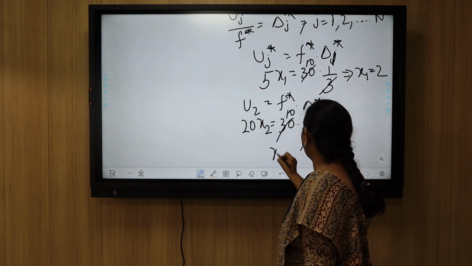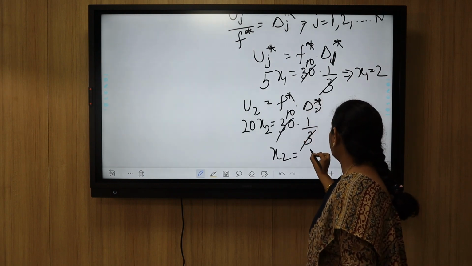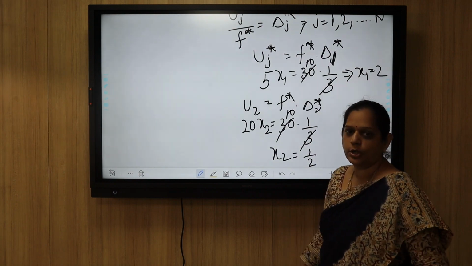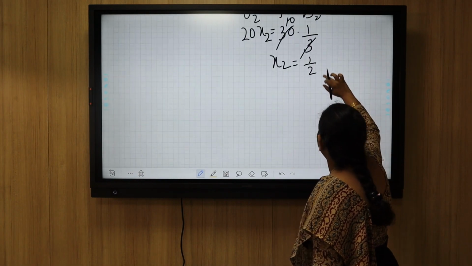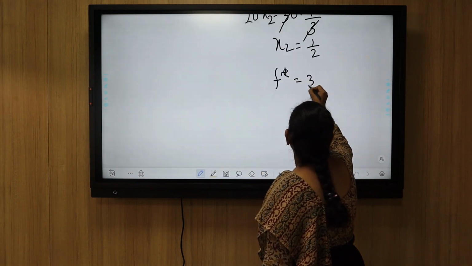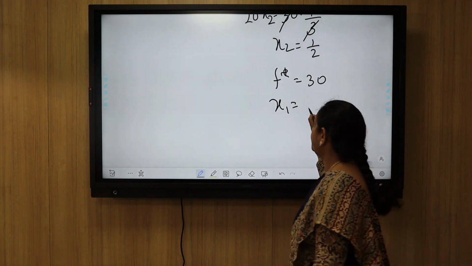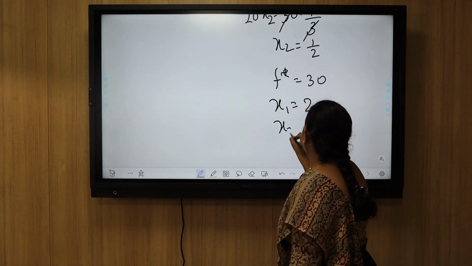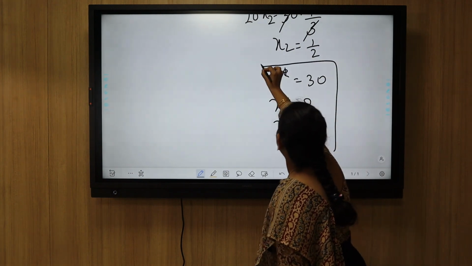x2 equal to how much? 1 by 2. So here the solution of the problem is f star equal to 30, x1 equal to 2, x2 equal to 1 by 2. This is the solution of your problem.